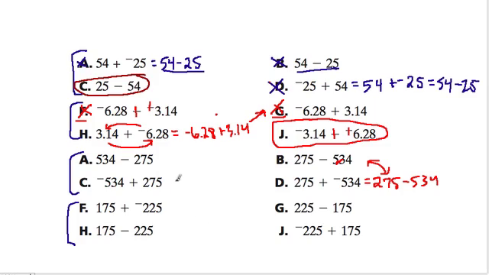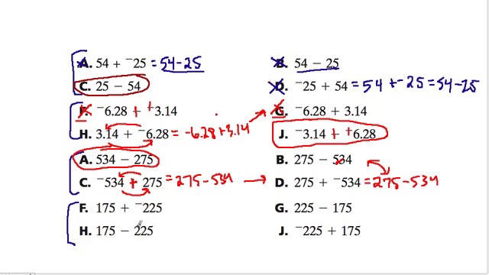So these two belong to each other. And there's only one answer for each of these. So I know that I need to look for something here to make them match B and D. And again, I see that addition sign. So I can use the commutative property and switch these two numbers around to get 275 minus 534. And that's the same thing as D and B. So this time, A doesn't belong.